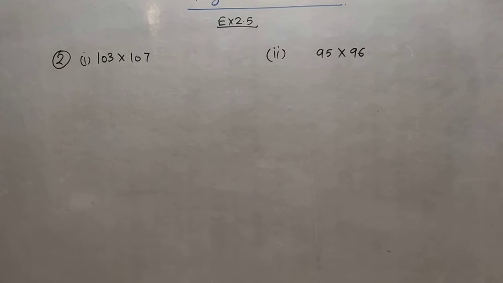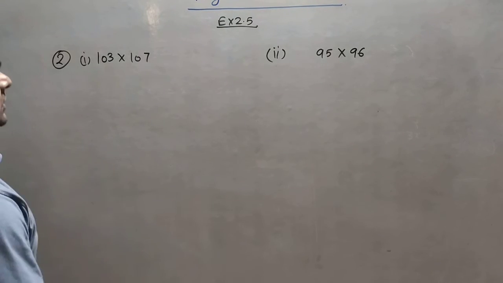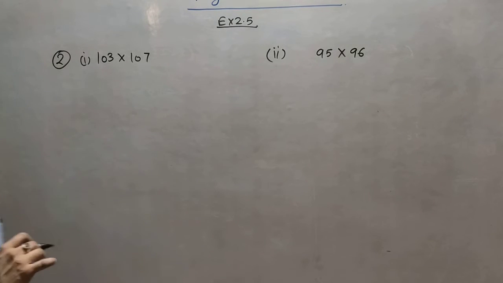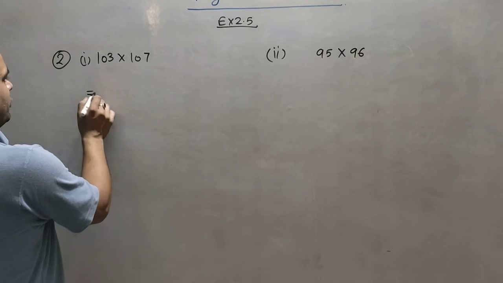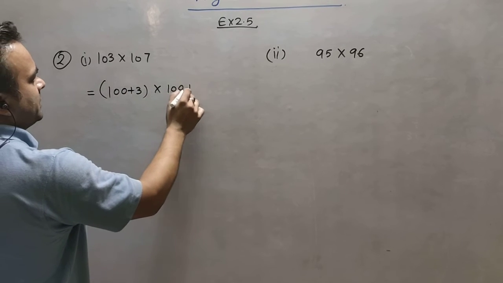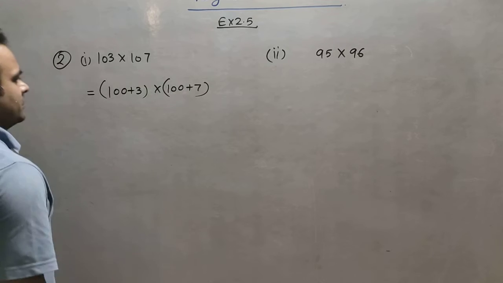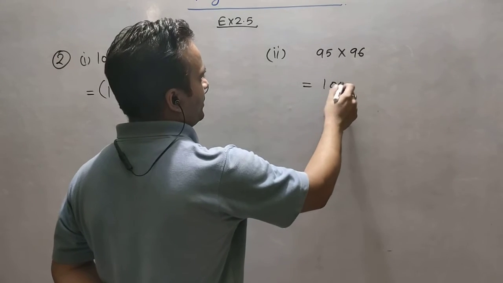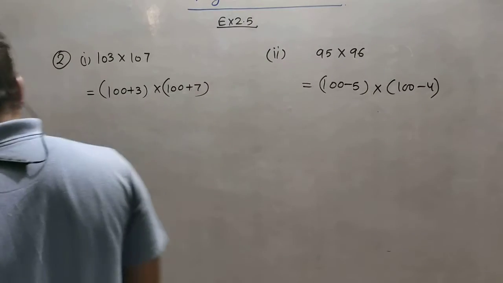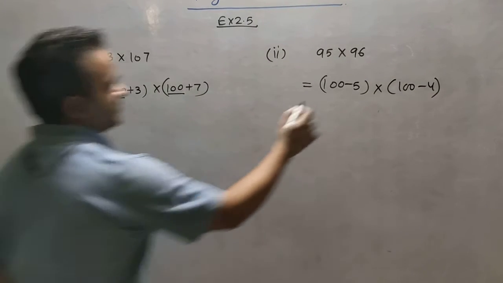So 103 into 107, what we will do here? 95 into 96. Okay, whenever we cannot do actual multiplication here. If you will do actual multiplication, definitely it will take time, and if you are very perfect on identities, then you can find the answer very easily, right? So what I am doing, can we write it 100 plus 3, and it is 100 plus 7, right? In the same way here also, can we write it 100 minus 5 into 100 minus 4? Why we are doing this one? So that we can get the same result.